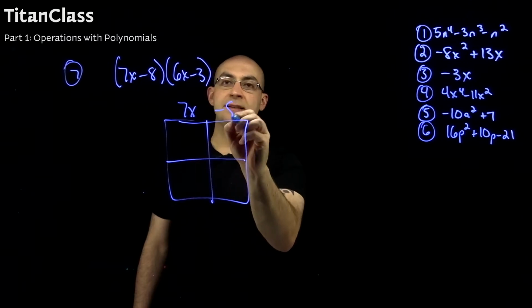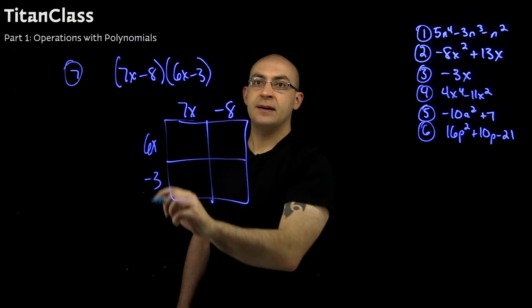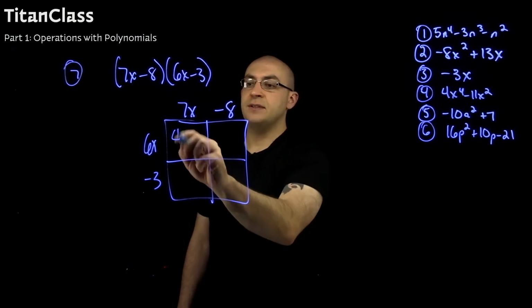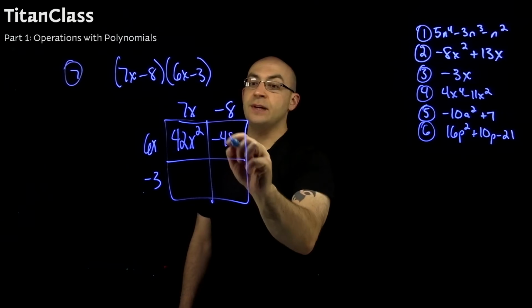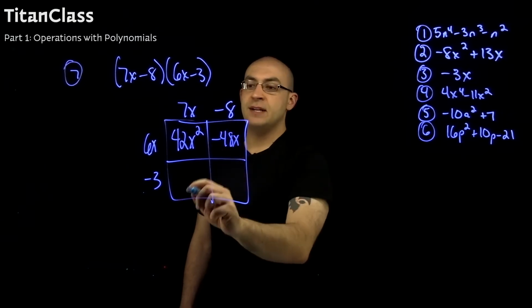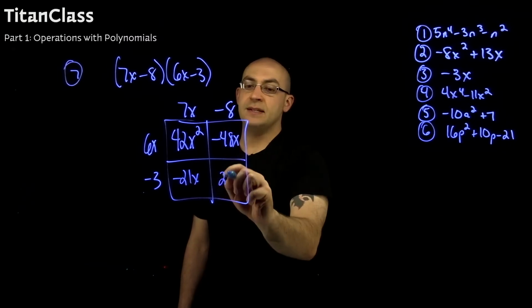7x minus 8 on top, and then 6x minus 3 on bottom. 6x times 7x is 42x squared. 6x times negative 8 is negative 48x. 7x times negative 3 is negative 21x. And negative 3 times negative 8 is positive 24.